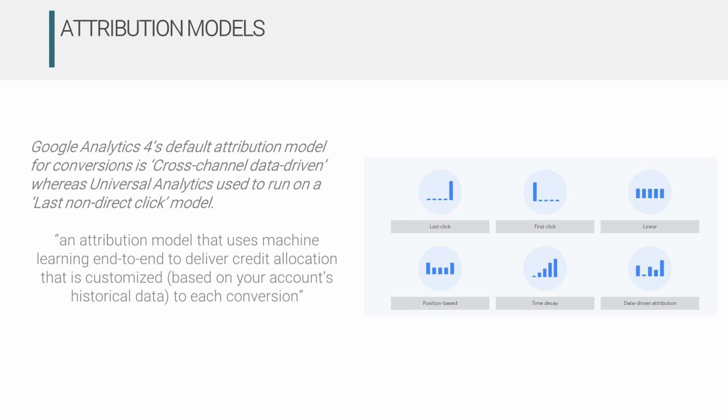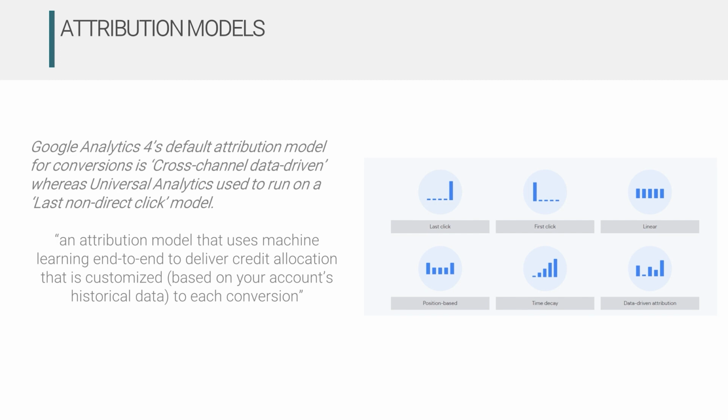And then it's important to know, well, what does that actually mean? An attribution model is a machine learning model that evaluates the end-to-end journey of the conversion to deliver credit that is totally customized, based on your account's historical data, to each conversion that it receives.